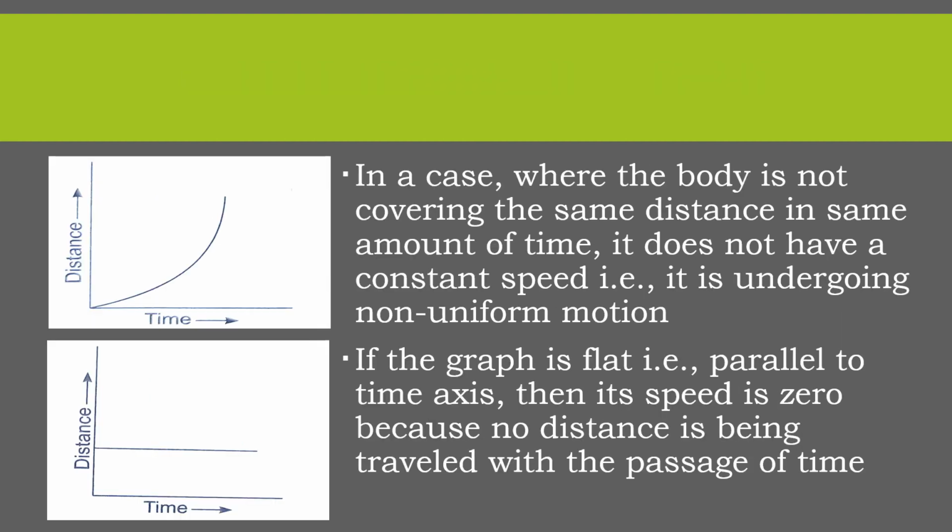In a case where the body is not covering the same distance in the same amount of time, it does not have a constant speed, that is, it is undergoing non-uniform motion. If the graph is flat, that is parallel to the time axis, then its speed is 0 because no distance is being travelled with the passage of time.